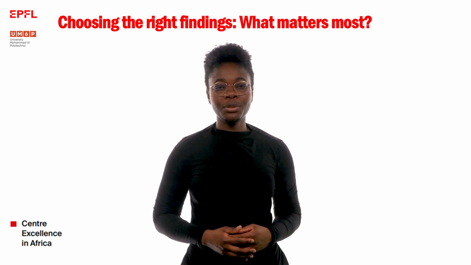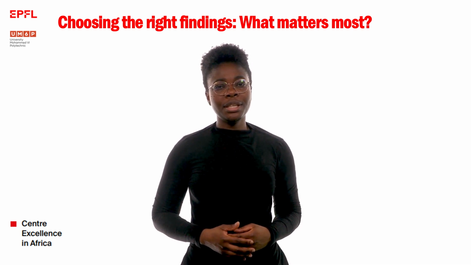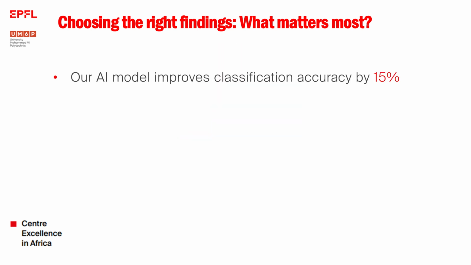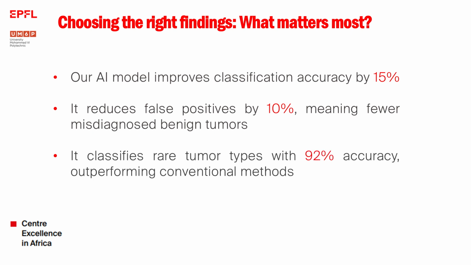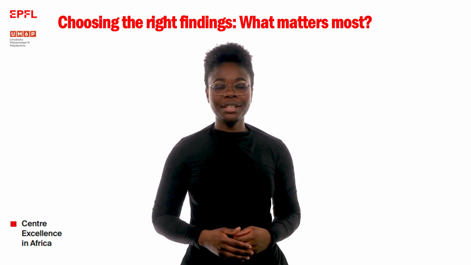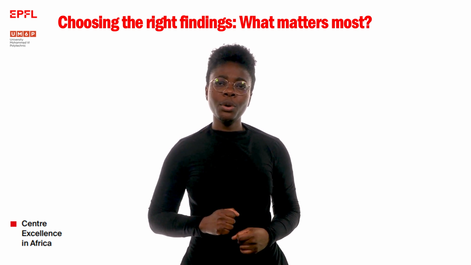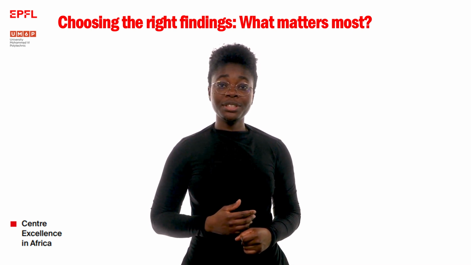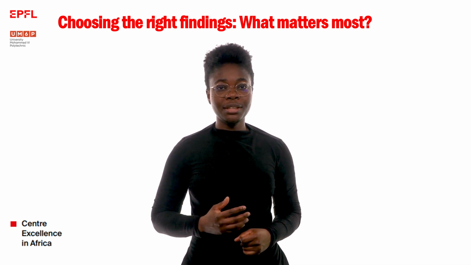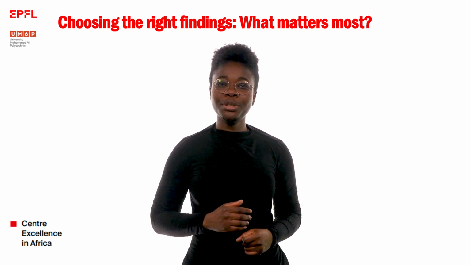Let's go back to our tumor classification study. We have three key findings. Our AI model improves classification accuracy by 15%. It reduces false positives by 10%, meaning fewer misdiagnosed benign tumors. It classifies rare tumor types with 92% accuracy, outperforming conventional methods. Each of these findings tells a different part of the story. If we show all our results without prioritization, the audience might get lost. But by focusing on these three takeaways, we make sure they understand the most important contributions of our research.